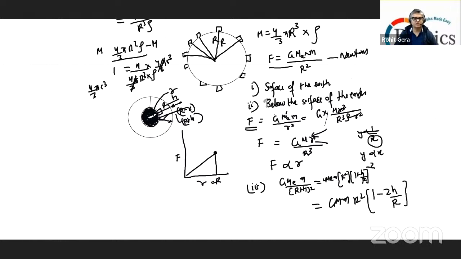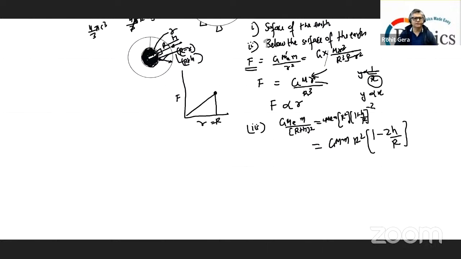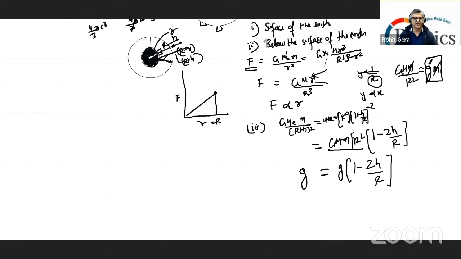Okay, so your this formula G M m by, सॉरी मैंने R स्क्वायर कॉमन लिया ना नीचे, सॉरी तो नीचे है ये. So this is G(1 - 2h by R). ये G M m by R square I have put it as gravity. ये m cut गया, so acceleration due to gravity, so weight on the right hand side mg is equal to G M m by R square. So this is your acceleration due to gravity at a height h.